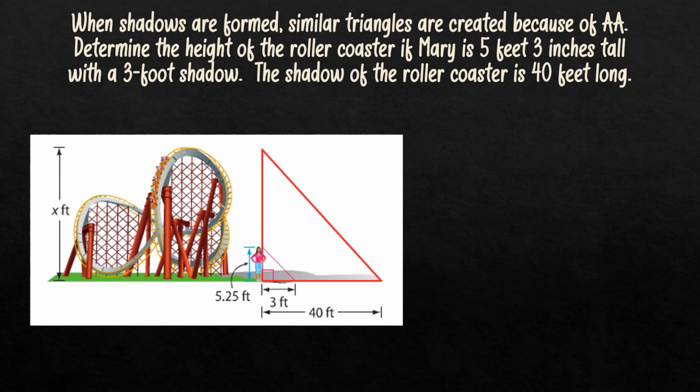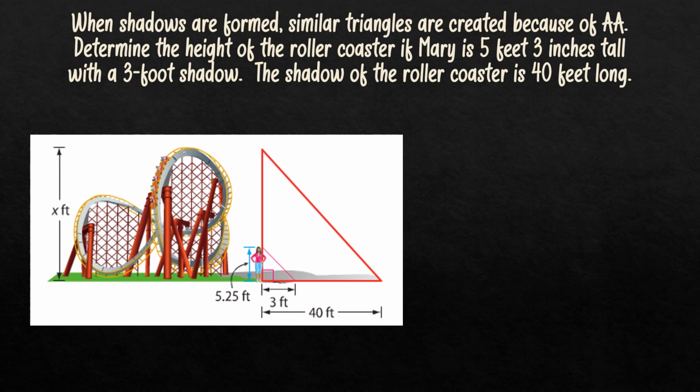All right, in my final one, we've got a word problem. It says when shadows are formed, similar triangles are created because of angle. It's because the angle that the sun forms at a very specific time of day would be the same between every vertical object and the ground. We're going to determine the height of this roller coaster if Mary is 5 feet and 3 inches tall with a 3-foot shadow. The shadow of the roller coaster is 40 feet long.